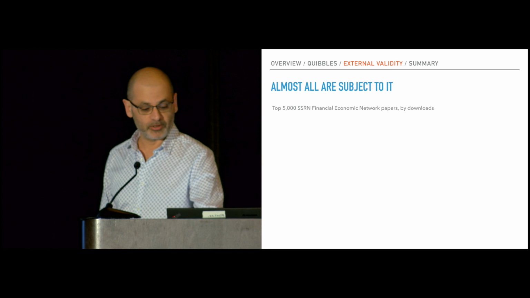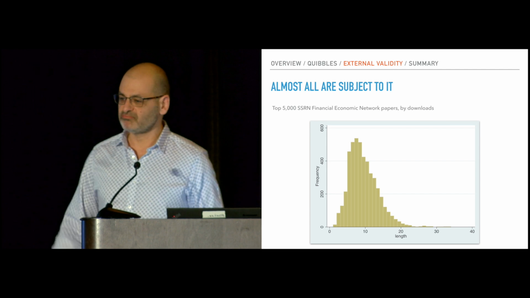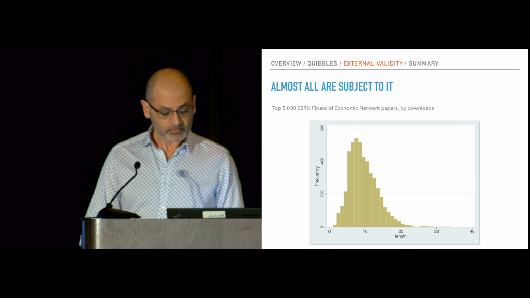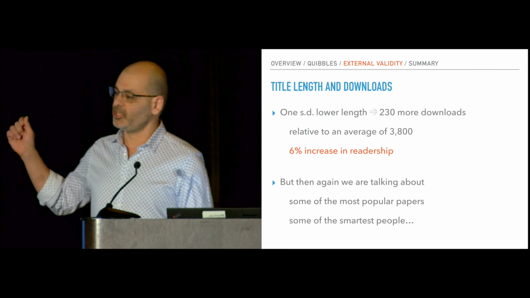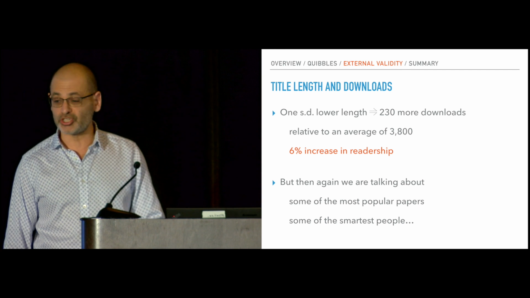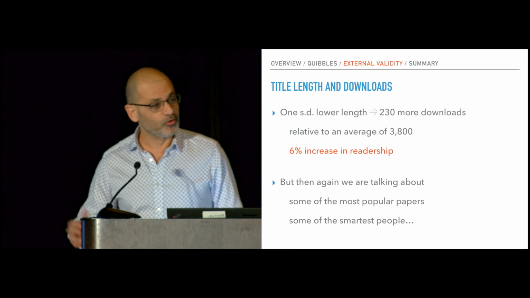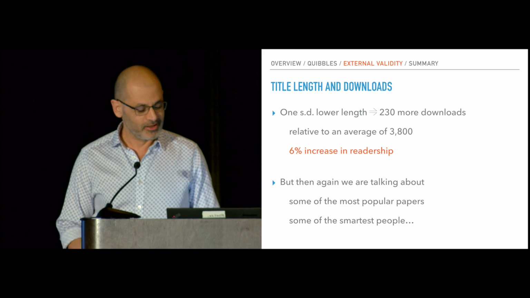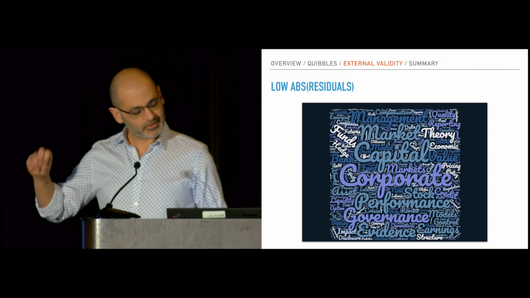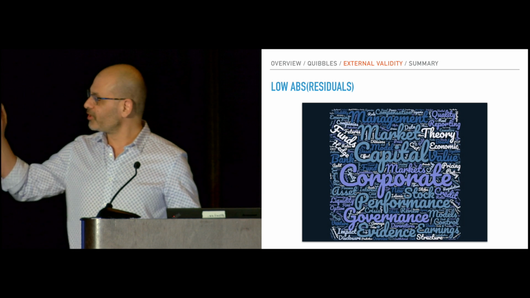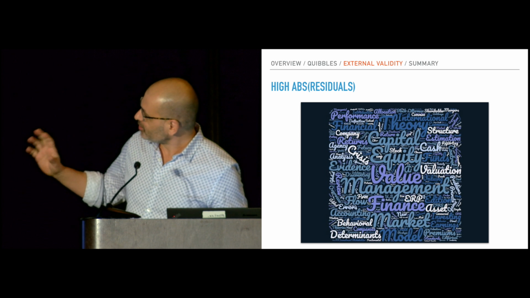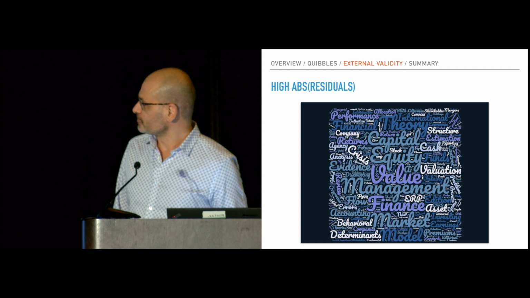in Financial Economics Network. This is the distribution of length. It's about an 8-9 word title. You can see that basically one standard deviation lower title length leads to about a 6% increase in readership. It's not huge, but then again, hopefully we're talking about the most sophisticated of audiences. I was trying to do a very simple word cloud, looking at where this model gets very low residuals versus high. You can see some stuff, but I don't want to spend too much time on this.